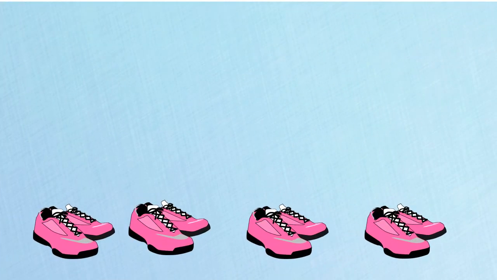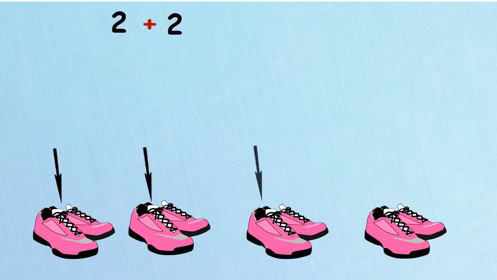Here we have some sneakers, and we are going to count our sneakers. So there are 2 sneakers in one pair. So we have 2, add 2, add 2, add 2, and that will give us 8. Right? So we have 2, 4, 6, 8.